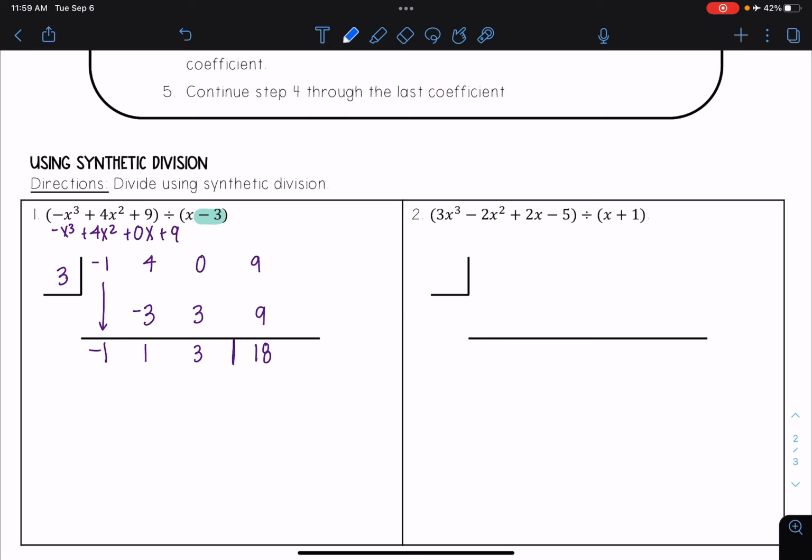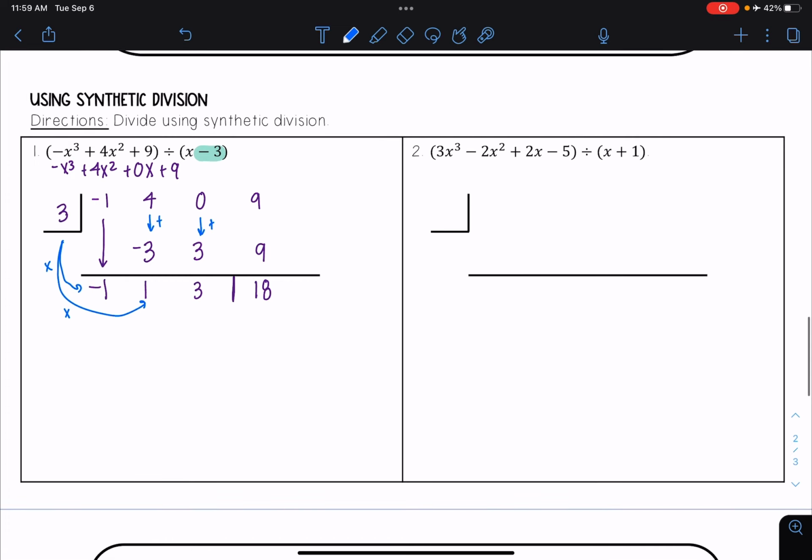So let's go review that. So I brought down my negative 1, and I do 3 times negative 1 to get negative 3. 4 plus negative 3 to get 1. 3 times 1 to get 3. 0 plus 3 to get 3, and so on. And so we end up with this.